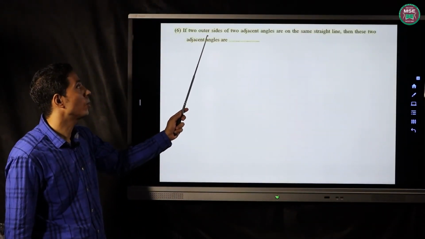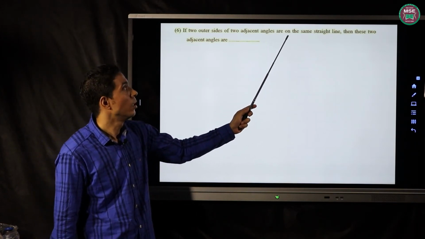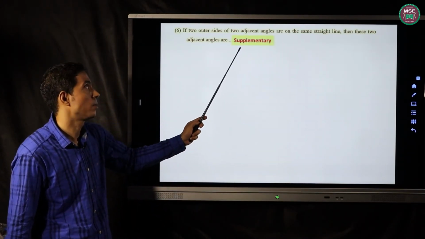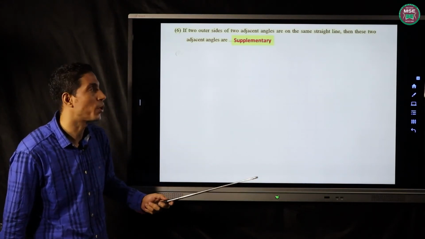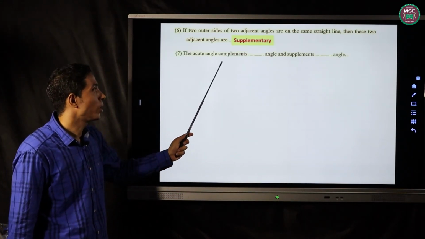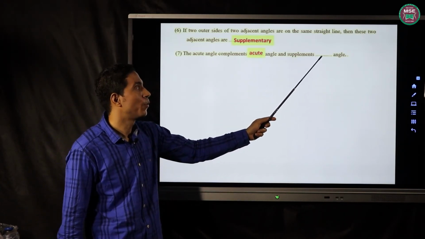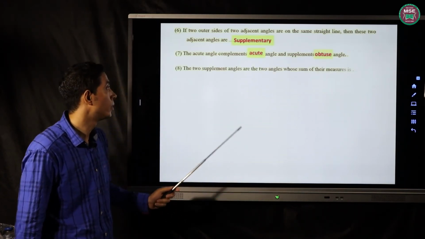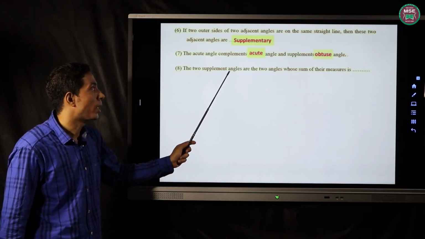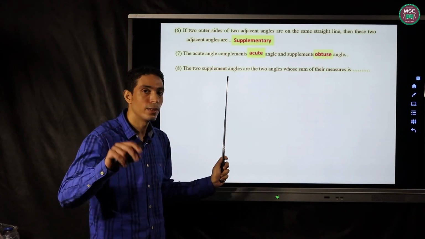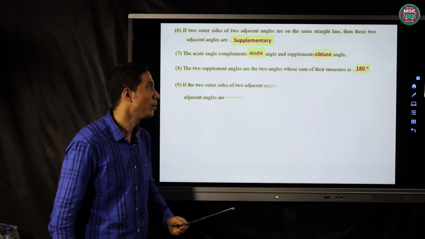Number 6, if the two outer sides of two adjacent angles are on the same straight line, then these two angles are supplementary angles. The acute angle has a complement and the obtuse angle has a supplement. Two supplementary angles are two angles whose sum equals 180 degrees.